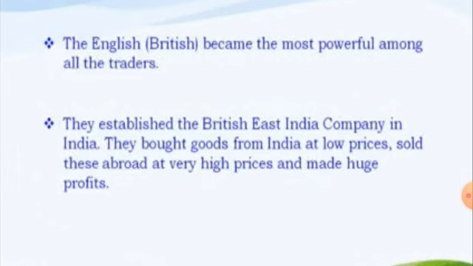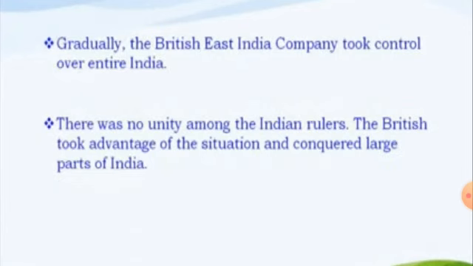See, as I said, the British became the most powerful among all the traders. And what did they establish? They established the British East India Company. They bought goods from India at low prices, sold these abroad at very high prices, and made huge profits. Gradually, the British East India Company took control over entire India. Why so? Because there was no unity among the Indian rulers. They took advantage of this situation and conquered large parts of India. Conquer, C-O-N-Q-U-E-R. Conquer means to take control over parts of some area.